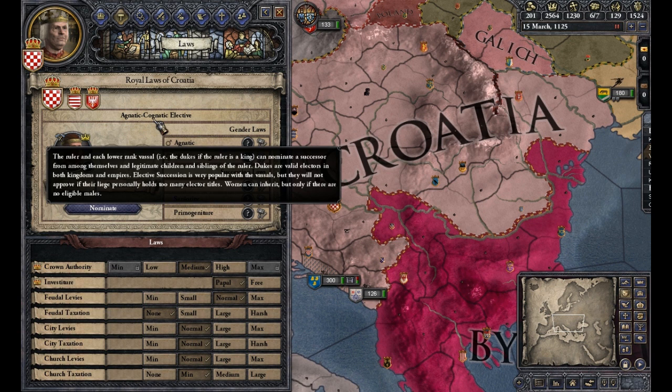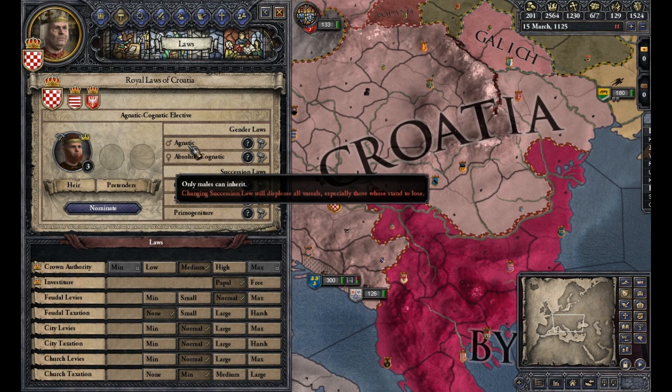Agnatic-cognatic means that either males or females can inherit, but a male is preferred. So if you have a male child and a female child, regardless of age, the male child will always be the one who inherits. You could have a 20-year-old daughter and a 5-year-old son, and the 5-year-old son will be the one who generally inherits. That's just how that works. Agnatic is only males. Period. Women are completely ignored. So that's it.